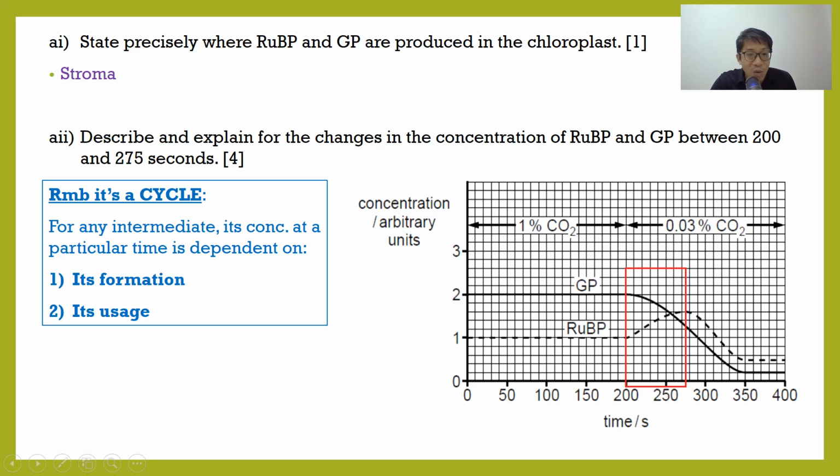Right? So when we look at the initial part of the graph, when RuBP concentration is constant, it is not like nothing's happening. RuBP is constant because the rate of usage and the rate of formation are the same, so there's no net change. So when we want to explain the increase in RuBP concentration, you need to explain in terms of both the formation and the usage. Okay, so I'll show you my answer and you see how that is done and you see what I mean.